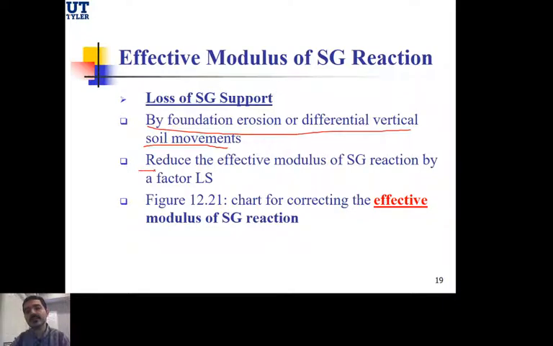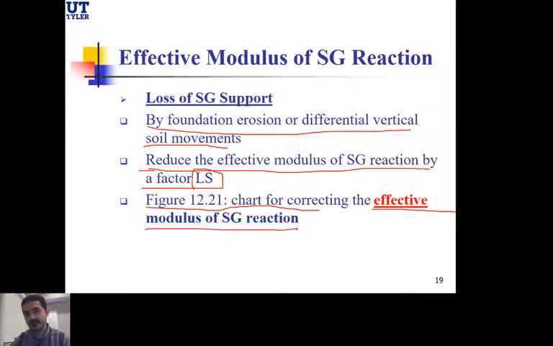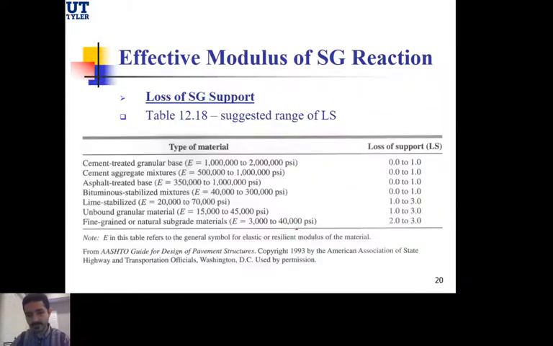So typically, this is mainly a reduction in the K value after we get it from the seasonal variation, which is from the previous step. We need to reduce the effective modulus of the subgrade reaction by a factor called LS, loss of support. Where to get this from? We get it from figure 12.21. It's a chart that correlates the effective modulus of the subgrade reaction we got from the previous step. So this is here the table.